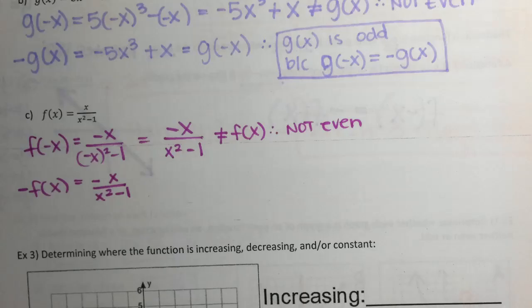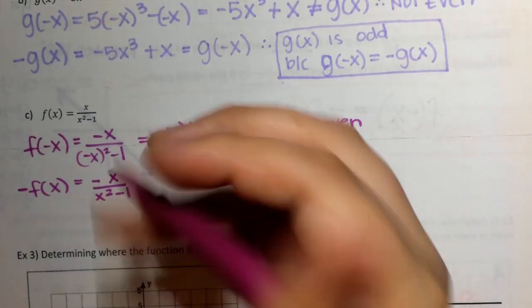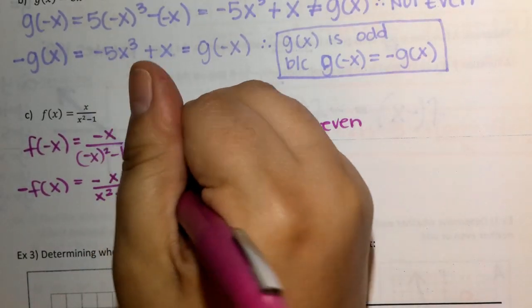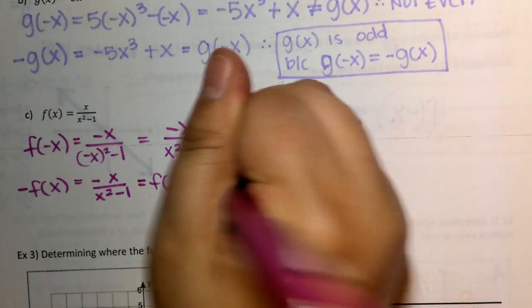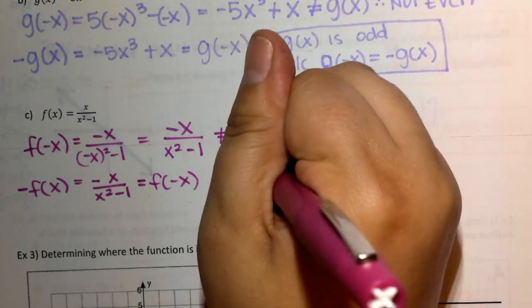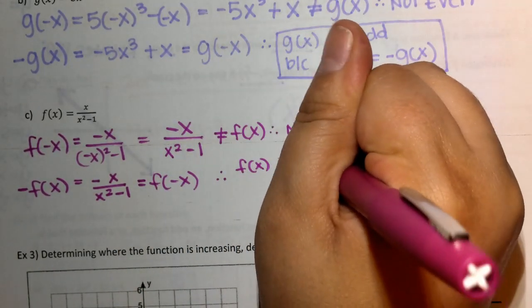If I just add a negative out front, be careful that you're not putting the negative on both the numerator and the denominator. That's two negatives. Does this match right up top? It does. So this equals negative f of x. Therefore, f of x is odd.